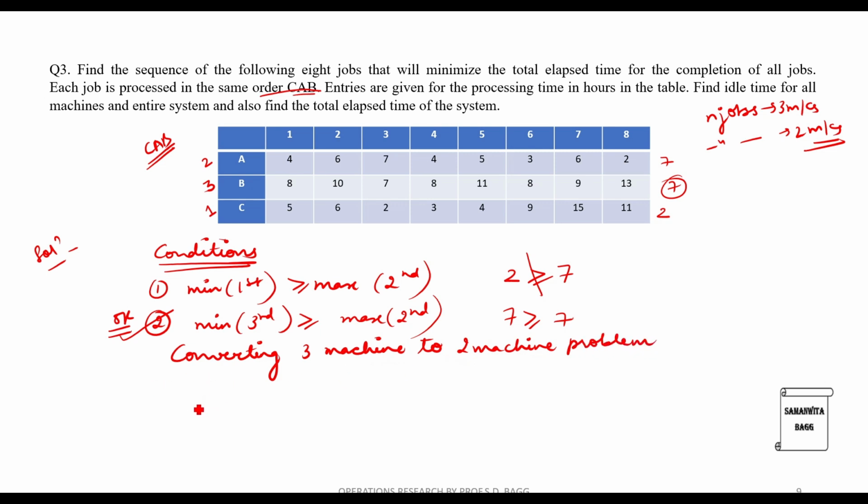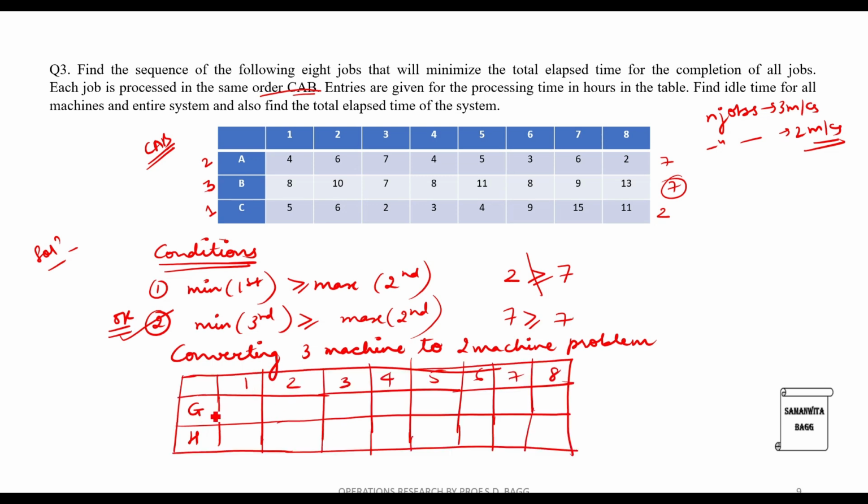So now the 2 machines are say G and H, and there are 8 jobs. For calculating the time for this G machine, you will add 1 and 2, that is, you will add the time of C and A. And for H, you will add the time of 2 and 3, that is A and B. So let's add this. Here this is 5 plus 4, 9. 6 plus 6, 12. This is 9. This is 7. This is 9. This is 21 and this is 13.